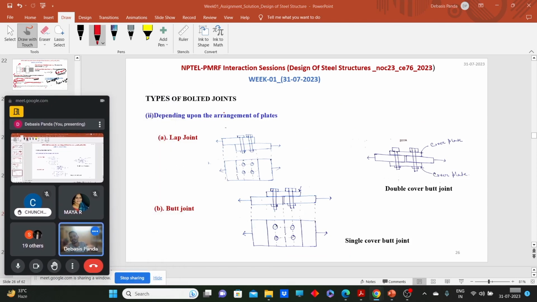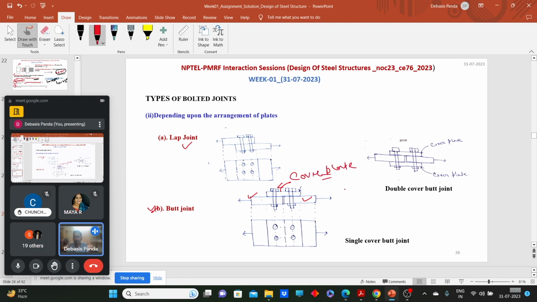Okay. So now, based on the arrangement of plates, we have lap joint. What is lap joint? When we need to lap two plates, then we call it a lap joint. Now butt joint: in a butt joint, when we cannot lap the plates, like many situations will occur when you cannot place the two sections in a lap position, so we have to go for the butt joint. So in a butt joint what we do, we place the plates face to face, and we connect them using some cover plate. So this is called a cover plate.